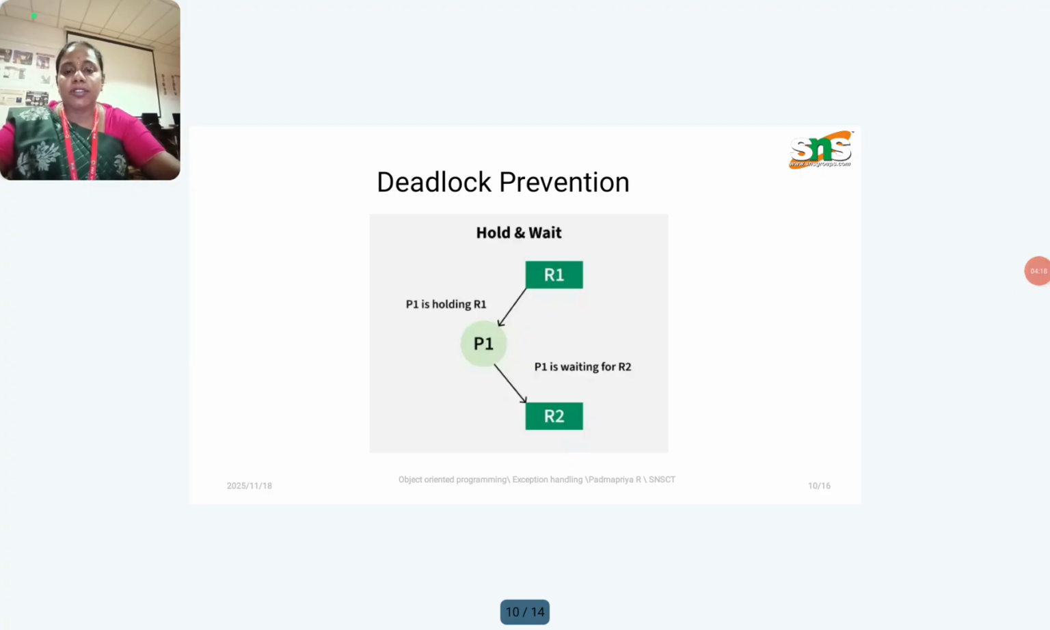So deadlock prevention is nothing but hold and wait. If P1 has accessed a particular resource R1, then P1 will release R2, and that R2 could be accessed by some other process. If P1 is holding both R1 and R2, then R1 and R2 couldn't be accessed by any other process.